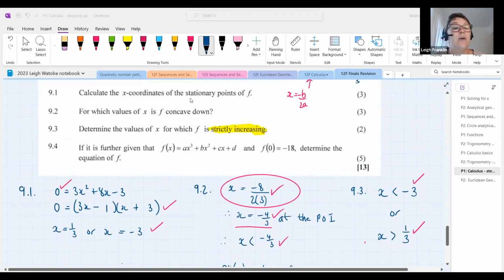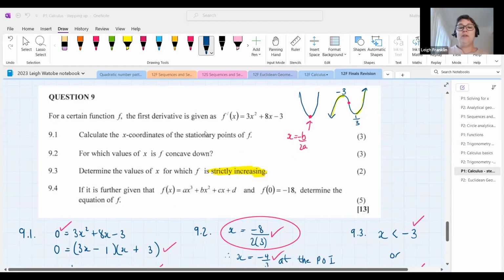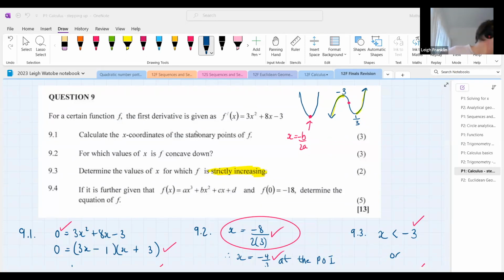Let's have a look at question 9.4. Cool. Okay. Thanks, Tsegofatso. If it is further given that f of x equals ax cubed plus bx squared plus cx plus d, and f of 0 equals -18, determine the equation of f. Okay, so how are we going to do this, guys? How are we going to work back to the equation of f if we've been given the equation of the first derivative? What do we do?